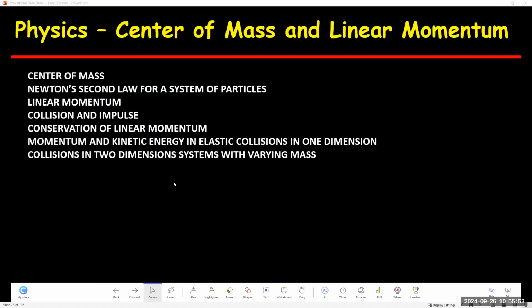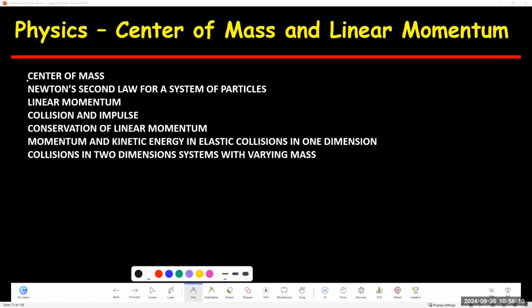All right, today we are going to talk about center of mass and linear momentum. Okay, now let's talk about all these topics one by one. My goal is to go over all the concepts and then we can do problems relevant to them.